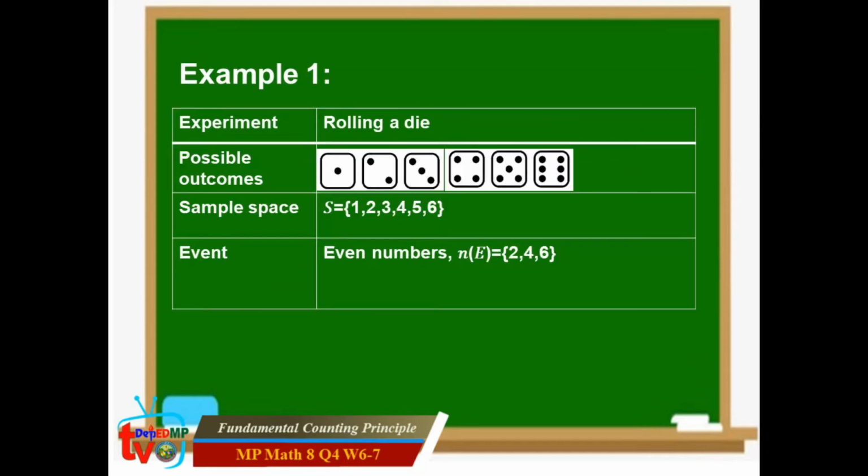We have here example 1. The experiment is rolling a die. The possible outcomes are 1, 2, 3, 4, 5, and 6. The sample space S is equal to the set with elements 1, 2, 3, 4, 5, and 6. The event is the even numbers, where E is equal to the set with elements 2, 4, and 6.